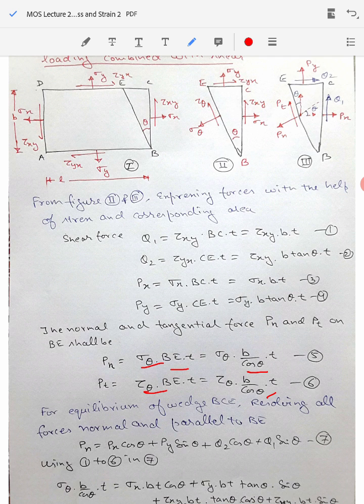Similarly, you can express the PT also. So what we have done in these first 6 equations is express the forces in terms of the corresponding stress values which are given to us and the corresponding area.